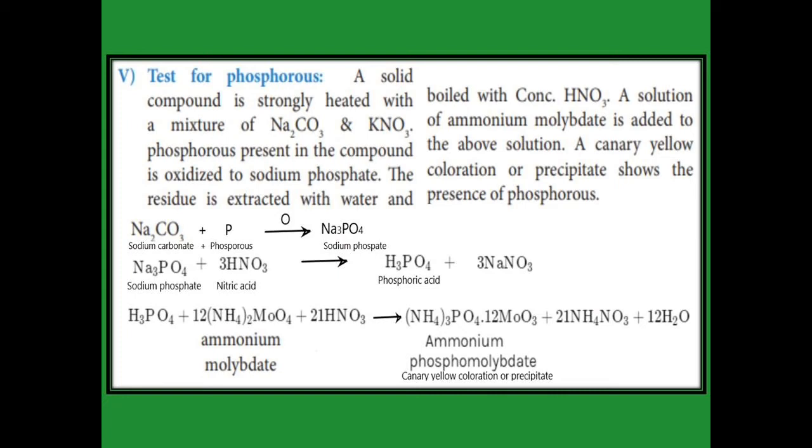Then this phosphoric acid reacts with ammonium molybdate. The ammonium molybdate formula is (NH4)2MoO4. Then, along with nitric acid, we get ammonium phosphomolybdate. The color of the compound is a canary yellow precipitate. From that canary yellow color we can conclude that the organic compound contains phosphorus.